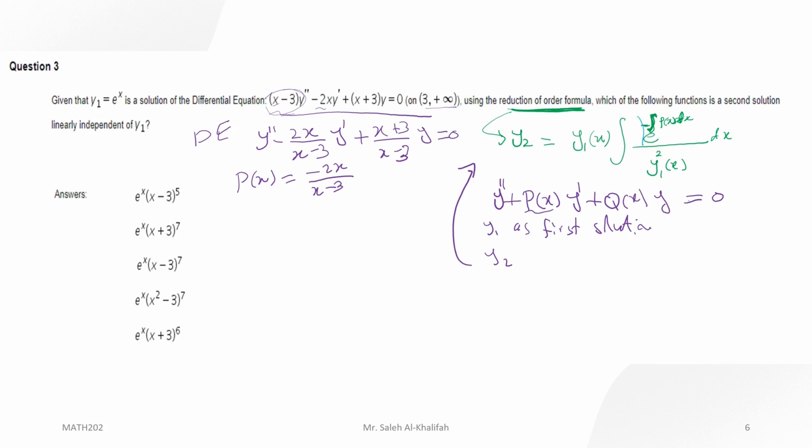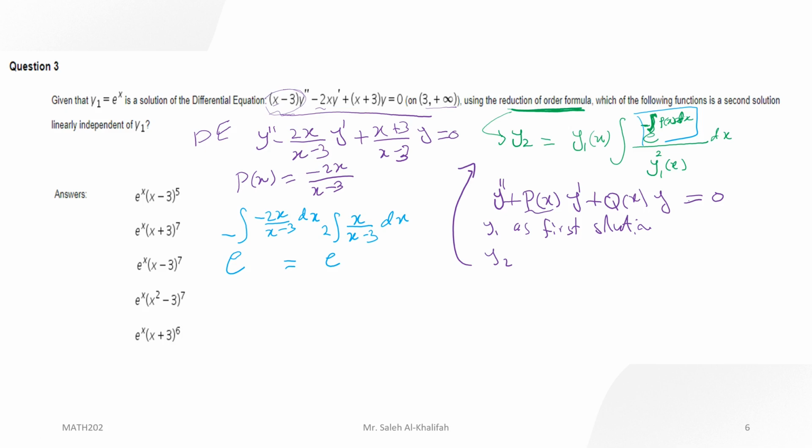الآن راح أوجد هذا الإكسبريشن كام. So what is e to the minus integration of p of x, which is minus 2x over x minus 3 dx, is nothing but e to the integral of 2x over x minus 3 dx. How to solve this? نقدر نسوي long division أو قسمة. Partial fraction wouldn't work here because the powers are equal to each other, one and one, so we have to use long division.